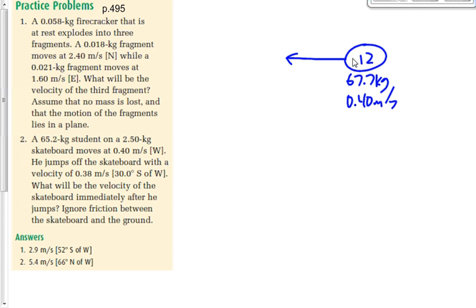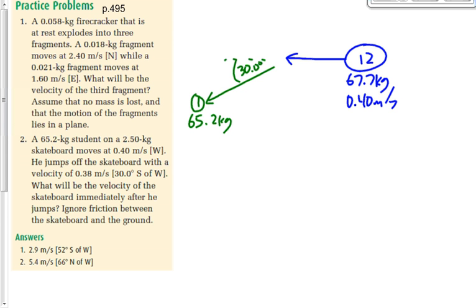Now, the person, the skateboarder, jumps off the skateboard with a velocity of 0.38, 30 degrees south of west. So we're going to say object number 1 is going down this way. The mass of that person is 65.2 kilograms, and the angle here is 30.0 degrees south of west. Object number 2 is the skateboard itself.